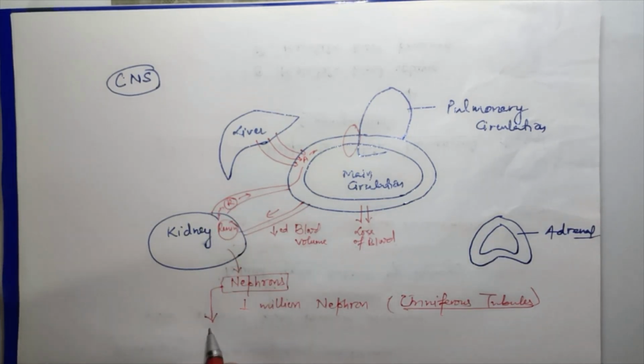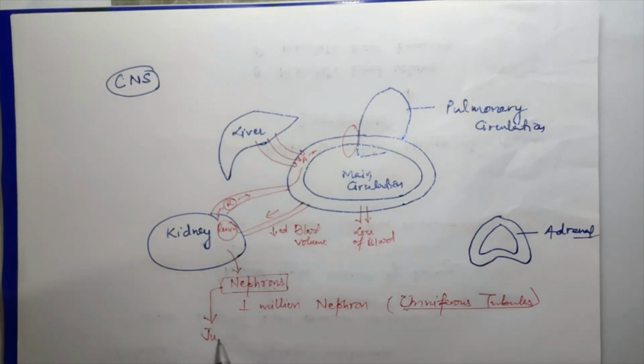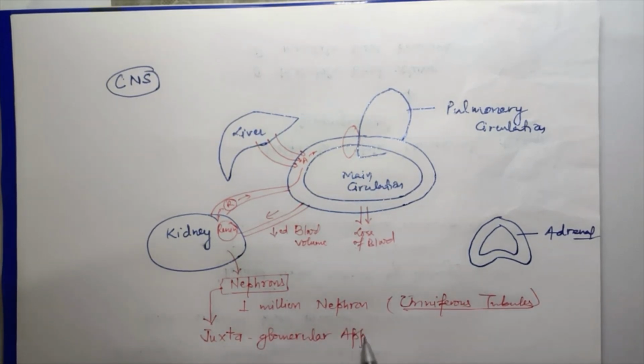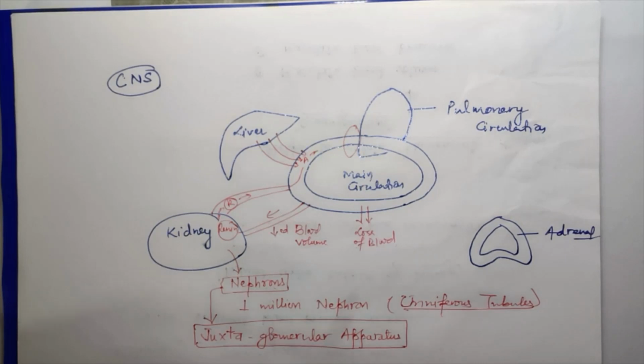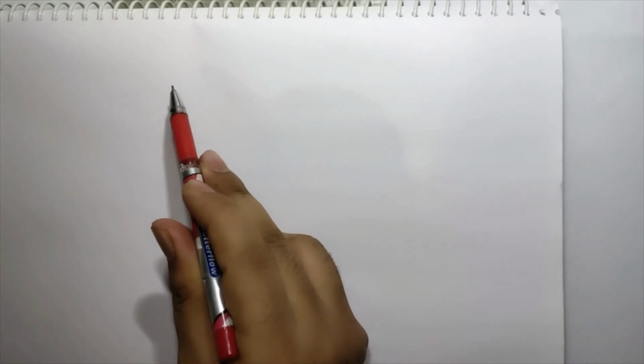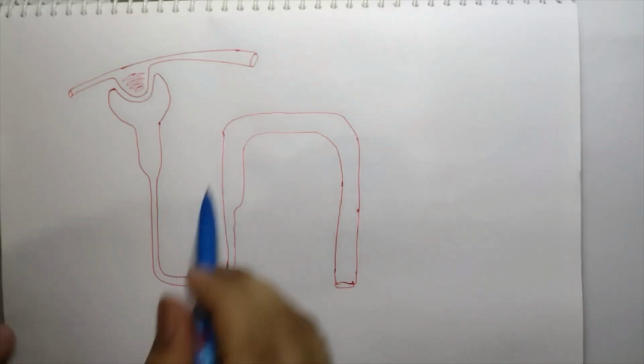Here there is a structural organization, and this structural organization is called the juxtaglomerular apparatus. For this, I have to first draw the diagram of a nephron, and then I will discuss this juxtaglomerular apparatus. So this is a rough diagram of a nephron.